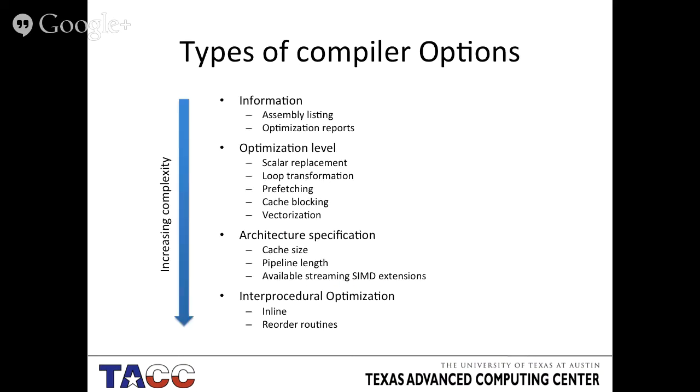Now, the first thing I like to describe is the types of compiler options that you have in terms of functionality. You have options that will give you additional information apart from the usual messages you would see on the screen, options that change the optimization level or how aggressive the compiler can be doing changes to your source code before producing the binary. You can specify architectural flags, and you can also enable interprocedural optimization.